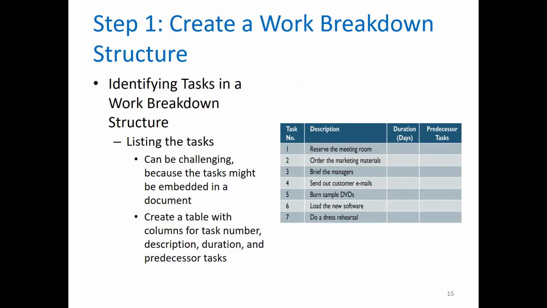Now, how do we create a work breakdown structure? We try to identify the tasks in a work breakdown structure. The first thing that you do is list the tasks. It can be challenging because the tasks might be embedded in a document. Create a table with columns for task number, description, duration, and predecessor tasks. When you look at the work breakdown structure, you are trying to break down the big tasks into tiny smaller tasks.